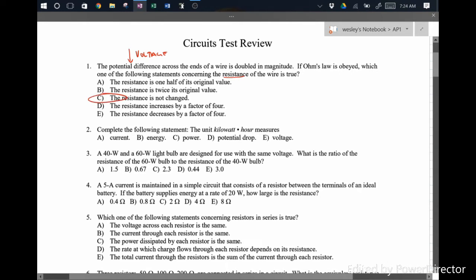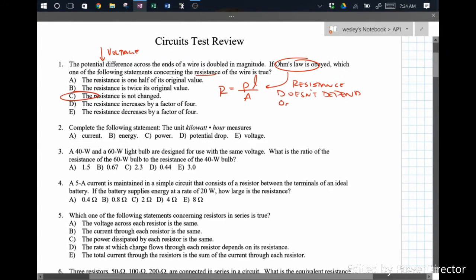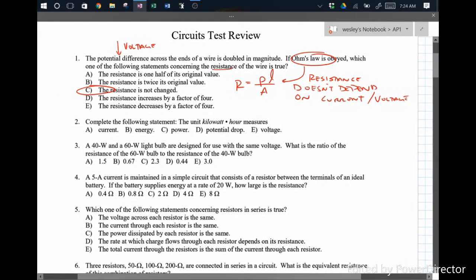Well, it turns out the resistance is not changed. Resistance only depends on what the resistor is made of, the resistivity times the length divided by the area. If Ohm's law is obeyed, resistance doesn't depend on current or voltage. It's independent of those things if Ohm's law is obeyed.